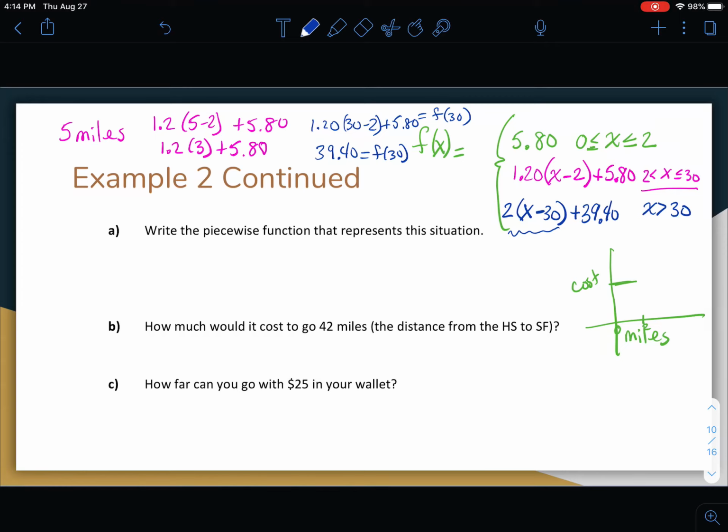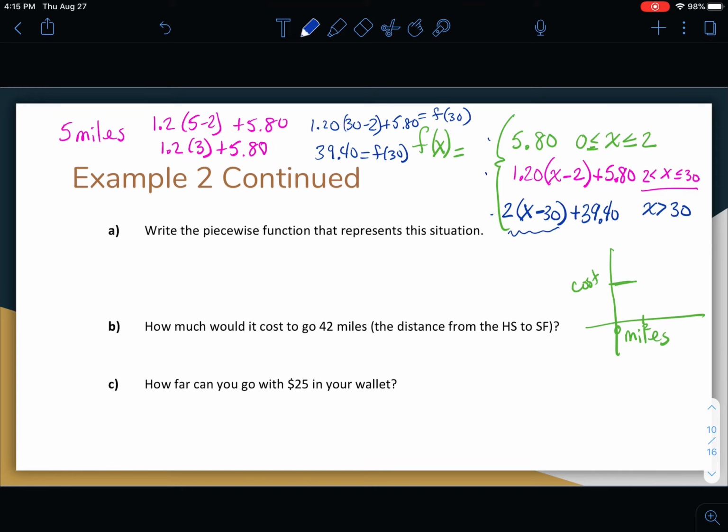Okay, this is your piecewise function. These are the three restricted domains. These are the three pieces. You can see these pieces are all linear pieces, so nothing too crazy. But you can also see that we go from a constant function with the first piece, to the second piece that has a slope of 1.2, and then to the third piece with a slope of 2. So we are increasing as we go from left to right with the steepness, and therefore the cost is going to be more, which makes sense as we travel further.